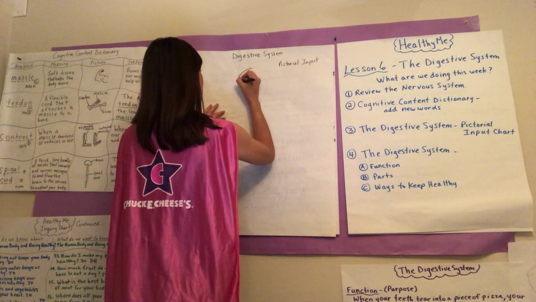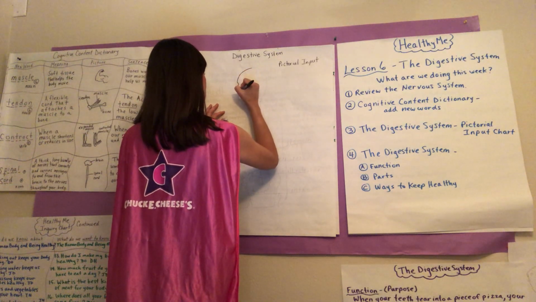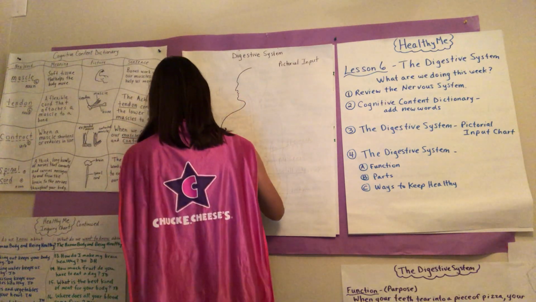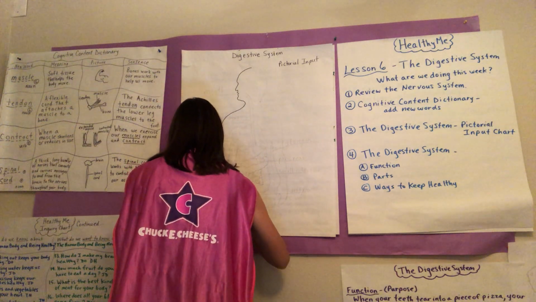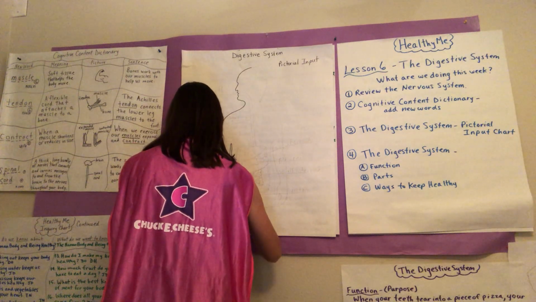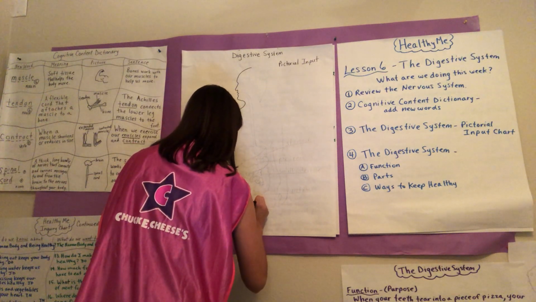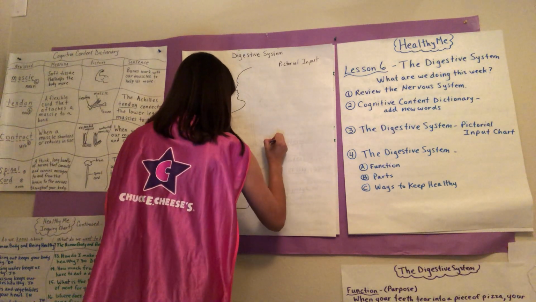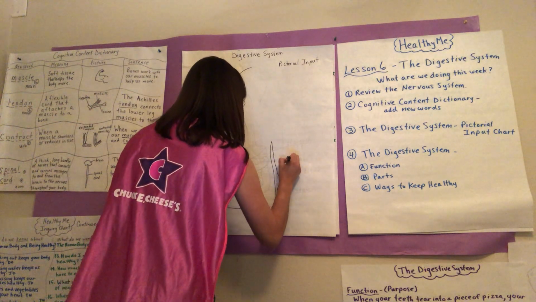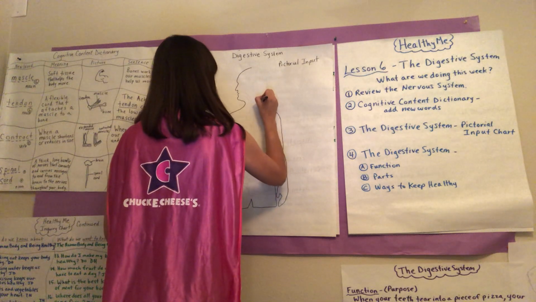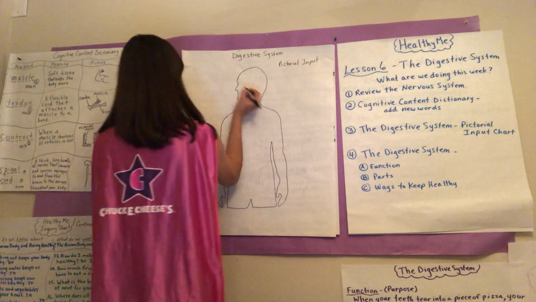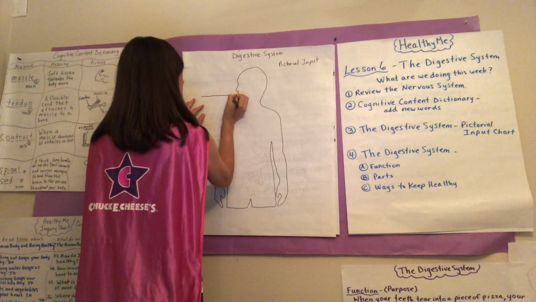Okay, I'm going to go ahead and draw the outline of the body first. There's the outline, and that provides everything else for our digestive system.